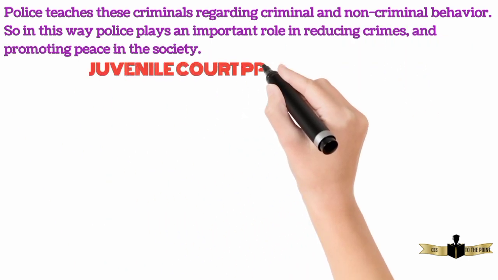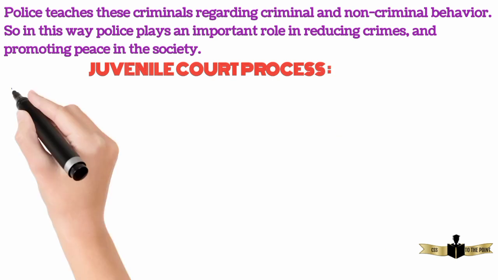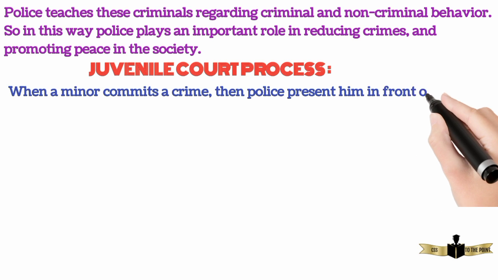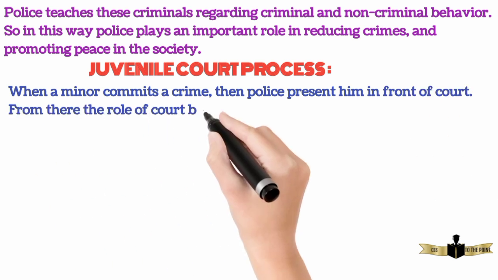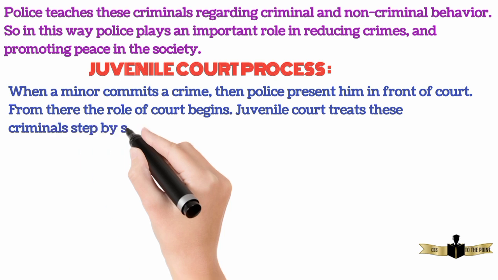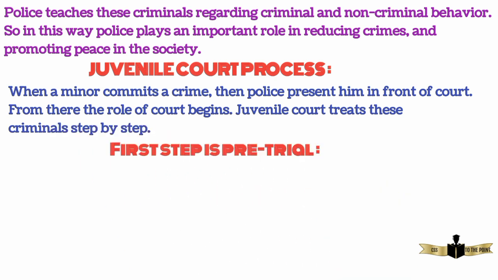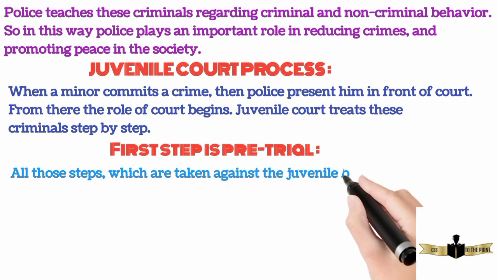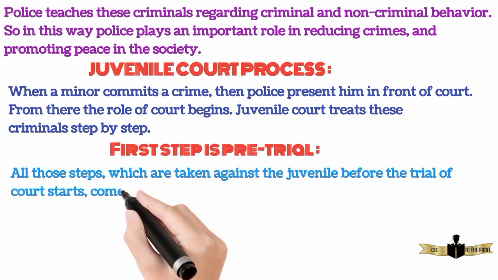Now let's discuss the juvenile justice process. When a minor commits a crime, police present him in front of the court. From there the role of the court begins. The juvenile court treats these offenders step by step. The first step is pre-trial. All those steps which are taken against the juvenile before the trial of the court starts come under pre-trial.